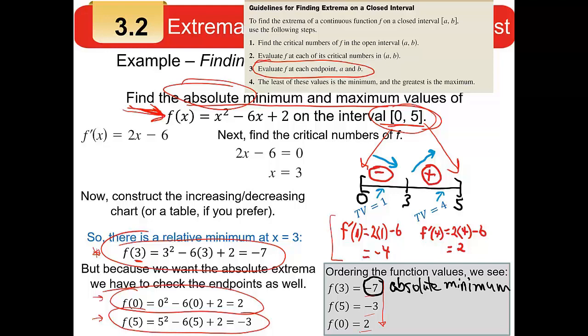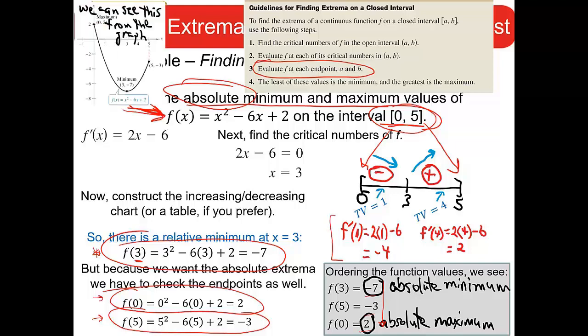So the absolute minimum is negative 7. That's the lowest point on the graph between 0 and 5. And the absolute maximum is 2. That's the highest value on the curve between 0 and 5. There's nothing difficult about this, but it does take practice. You've got to go through this again and again until it becomes second nature.